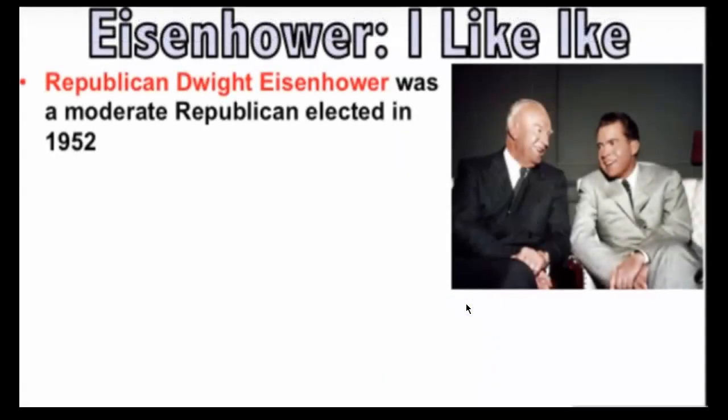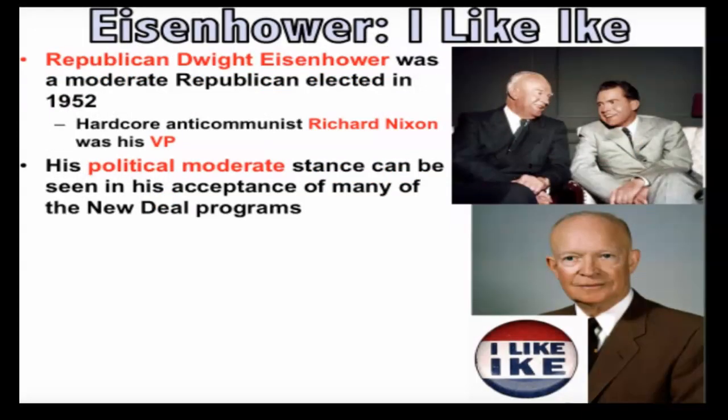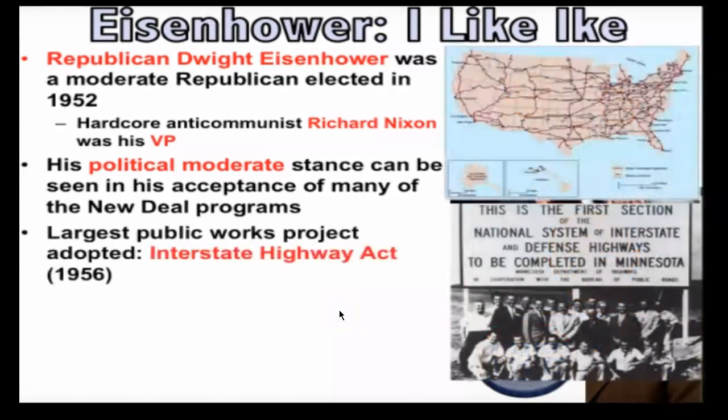So Eisenhower then by 1952 was the Republican candidate for president. His campaign slogan was "I like Ike," and he was a moderate Republican, eventually elected in 1952. He, along with Richard Nixon, his vice presidential candidate, took office, and Nixon was a hardcore anti-communist, right? He was one of the leaders of the HUAC hearings back in the 40s. Eisenhower was a political moderate. His stance was seen as acceptance of many of the New Deal programs. So even though Eisenhower was a Republican, he accepted a lot of the FDR Democratic New Deal programs of the 40s.